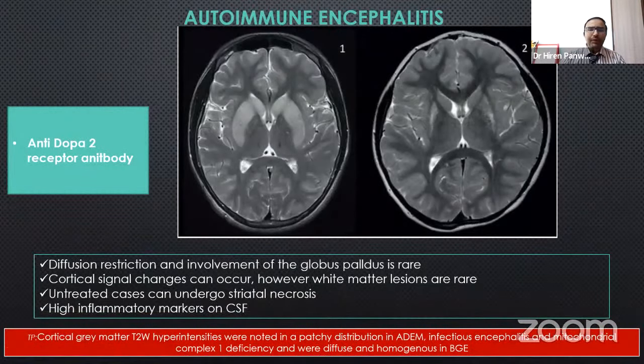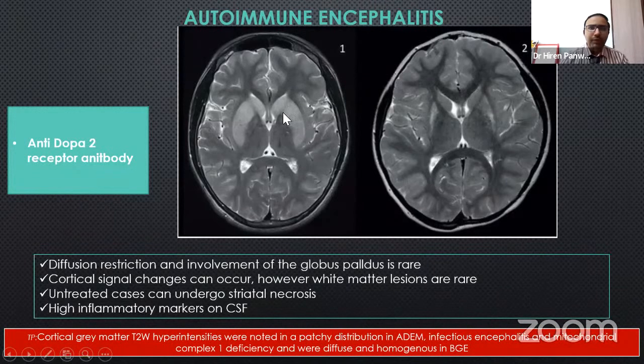Autoimmune encephalitis, yes, it is a disorder that we are often not able to prove even after doing multiple laboratory examinations. But in this patient, usually the swelling is homogeneous and the hyperintensity is also homogeneous, as compared to the patchy distribution which is seen in ADEM or other conditions. If you don't treat this patient, they can go into progressive atrophy of the basal ganglia. As we can see here, this is the follow-up scan of the same patient.